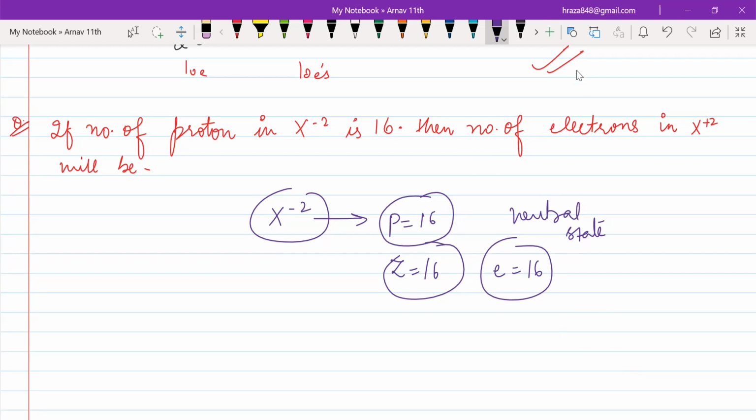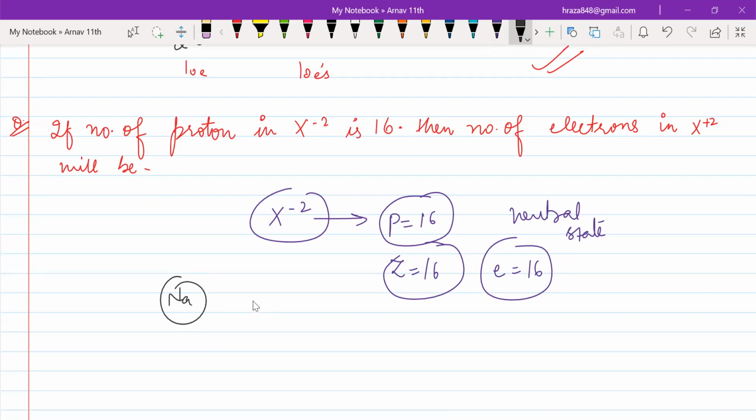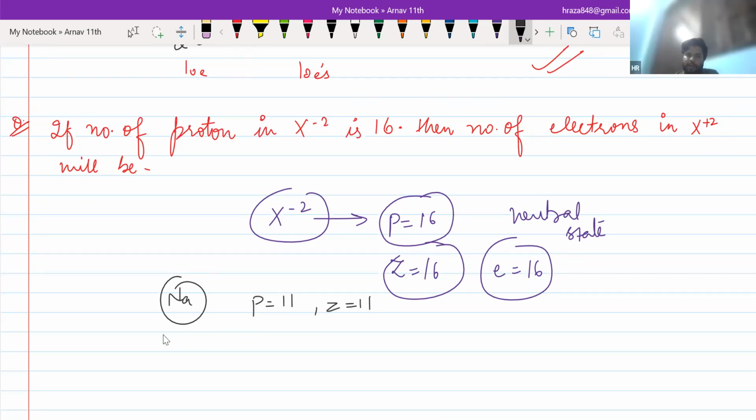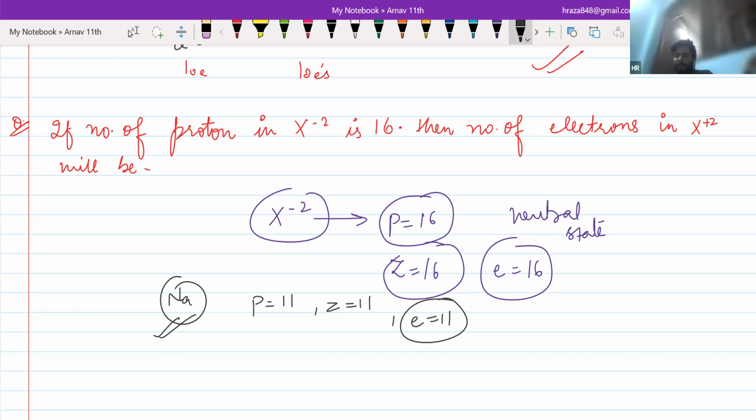No, you are not getting my point. See, this is sodium. Protons, electrons, right? Z is equal to 11, and if it is neutral, the electrons will be 11. Yes or no? What I told you is that the atomic number will always be equal to the number of protons. But it will also equal the number of electrons if it is neutral. Yes or no? Yes, sir.